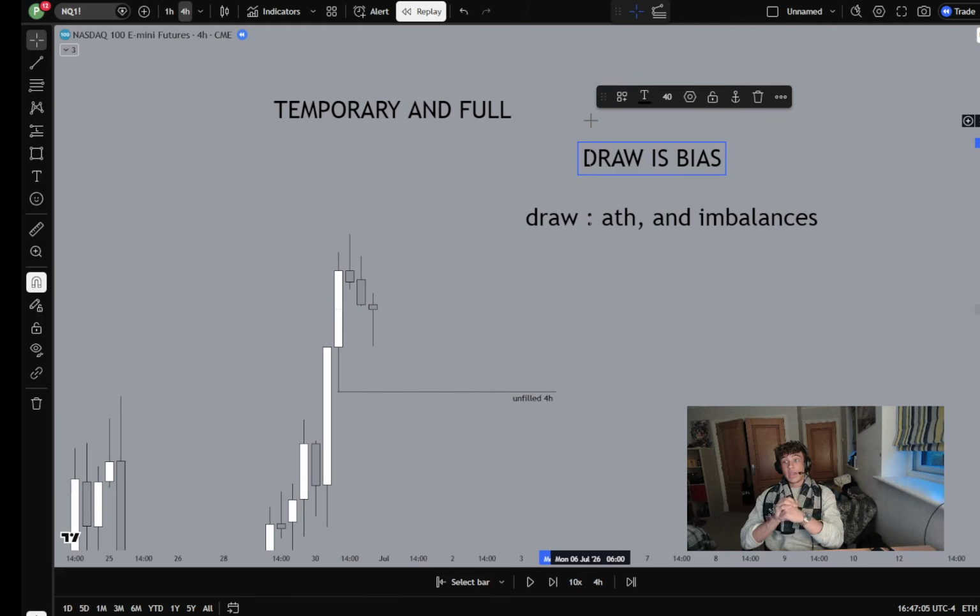Temporary draws. Imbalances are usually temporary draws. They can also be full draws. If we have a huge daily above us, that's a full draw. But temporary draws are draws that are going to get hit before we go to the full draw, okay? Today was a really clean example on how you could have caught that, right?